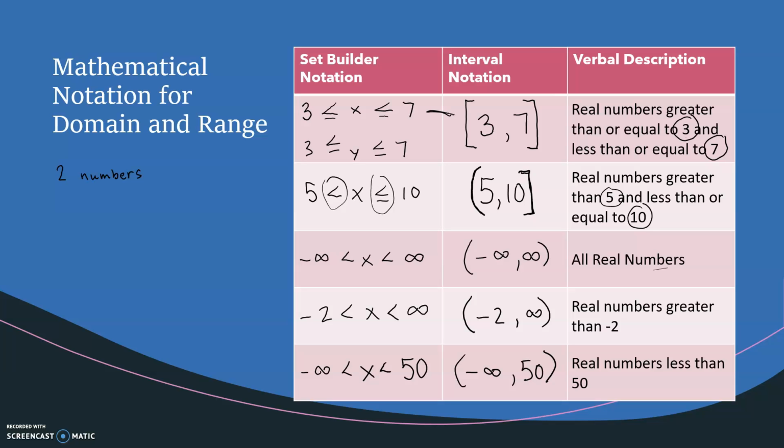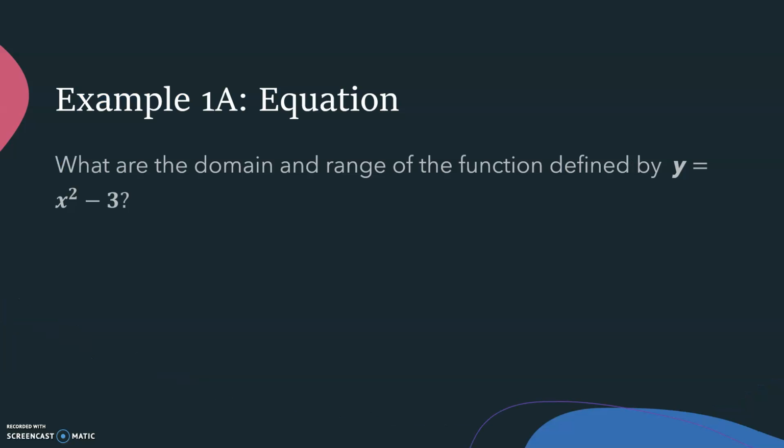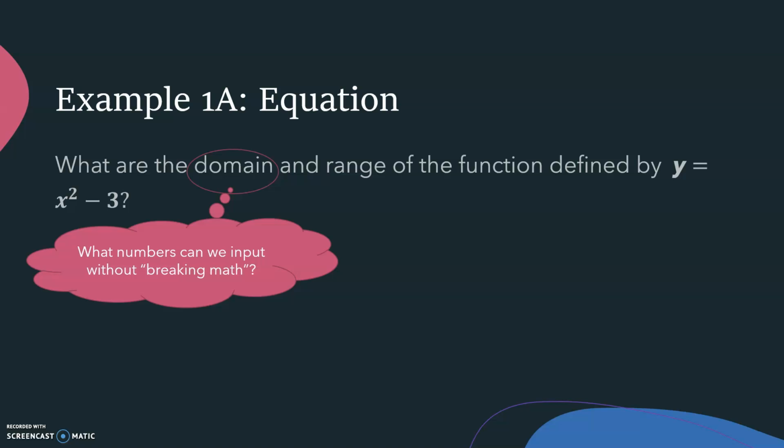So that is the notation we'll use. Here's our first example. What are the domain and range of the function defined by y equals x squared minus 3? If I don't have a graph and I have to answer this question, I'm going to think about what numbers can I input into the function without breaking math.